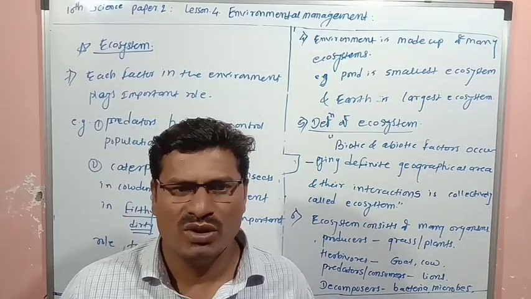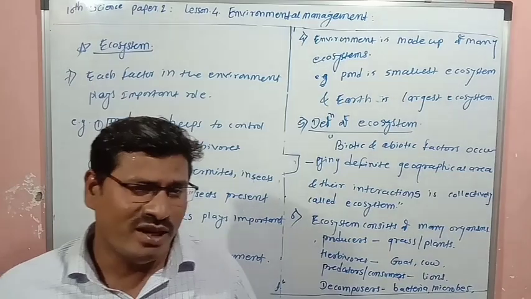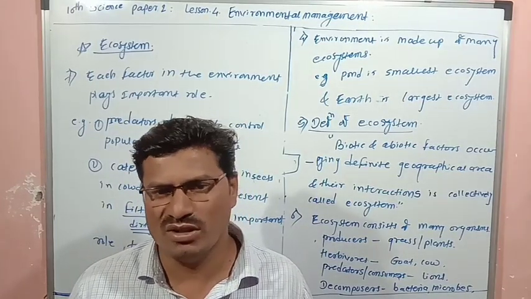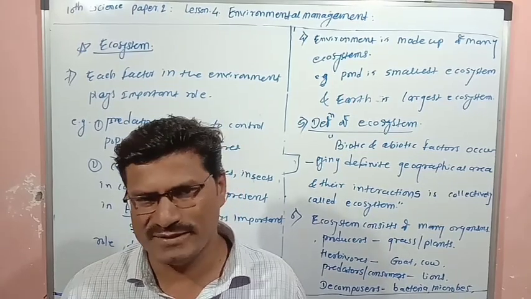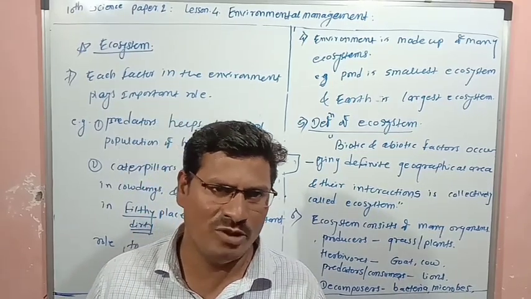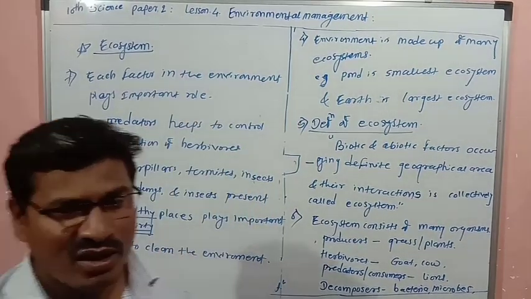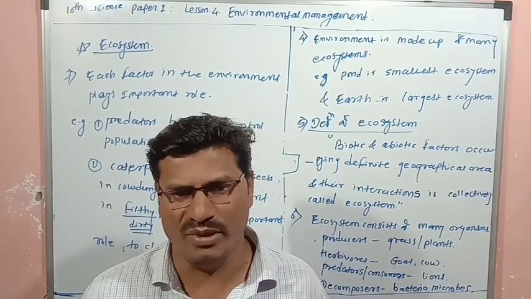So the important thing is that in the ecosystem, each and every factor is important. Each and every factor present in the ecosystem is important. So we should take care of all the factors of the environment to maintain the balance of the environment.